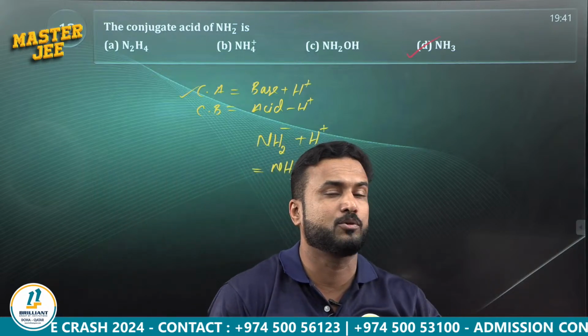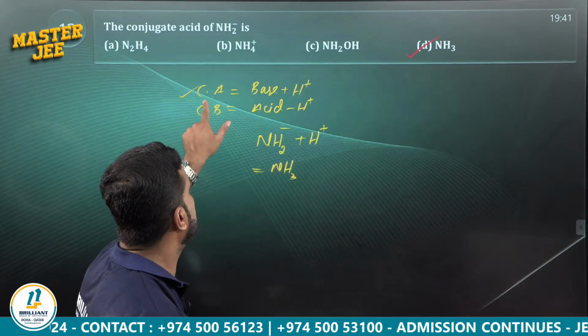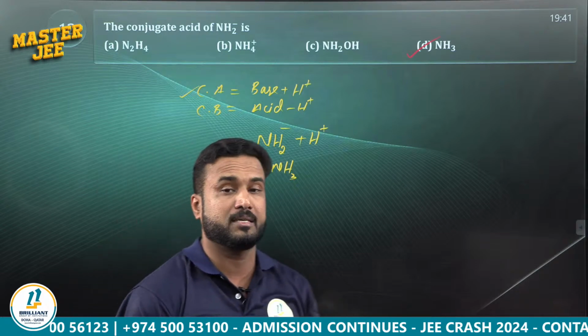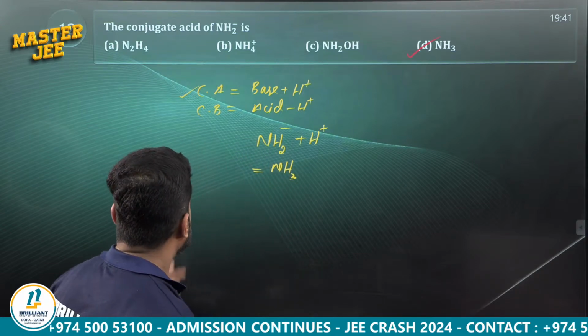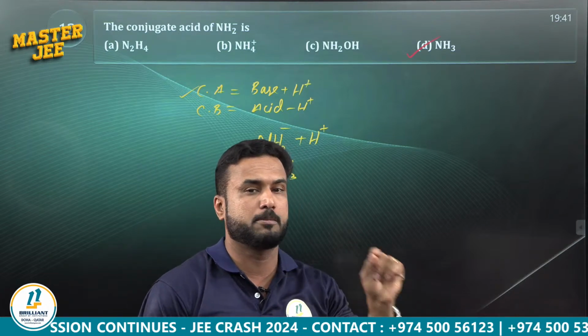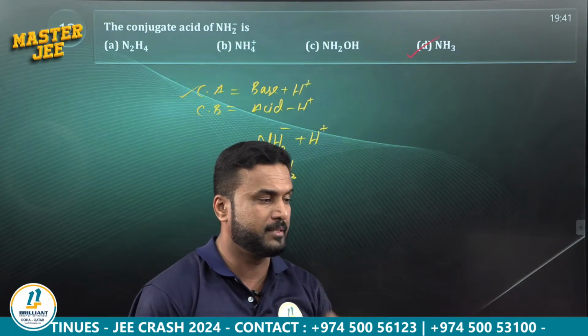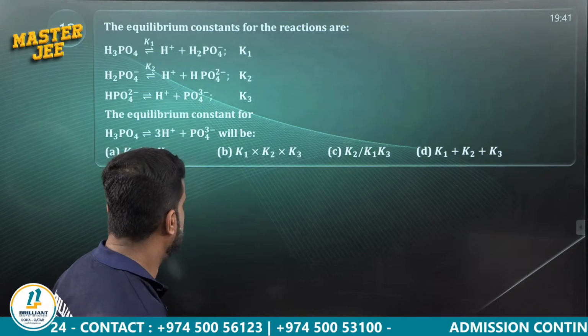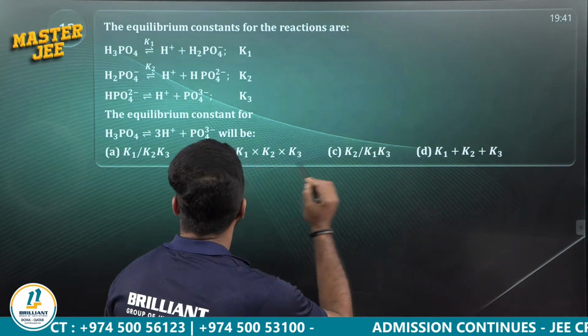So conjugate acid and conjugate base, that equation you keep in mind. Conjugate acid equal to base plus H plus. Conjugate base is equal to acid minus H plus. There are a few species which can act as both conjugate acid and base, the amphoteric species and all we learnt. That also you can expect as a question. So we will move to the next one, question number 13.